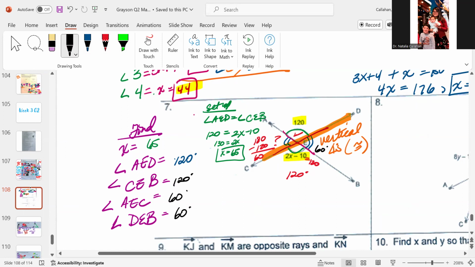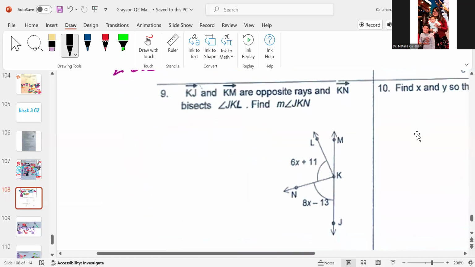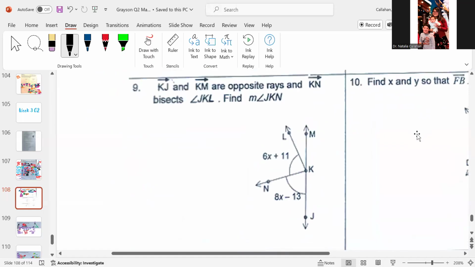It's important to know which three letters represent the angles. Okay, so I have 120. So, okay, we're going to move on to number 9 and make sure you have your highlighters and everything.